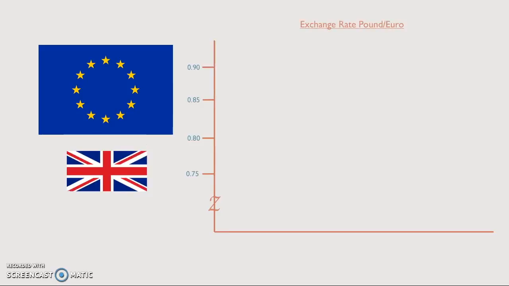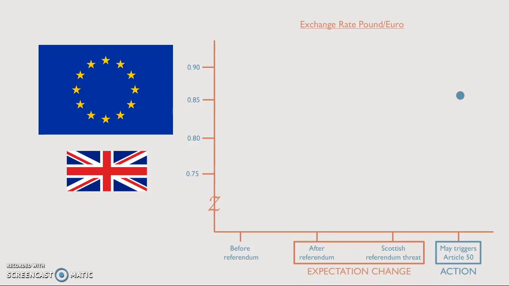Well, after the UK referendum resulted in a vote to leave the European Union, immediately the UK exchange rate increased drastically, lowering the value of the pound. When Scotland threatened with a second referendum, the exchange rate increased again, and when Theresa May triggered Article 50, the UK exchange rate was under pressure once more. So without any concrete changes being formulated or implemented, the British economy is already responding.